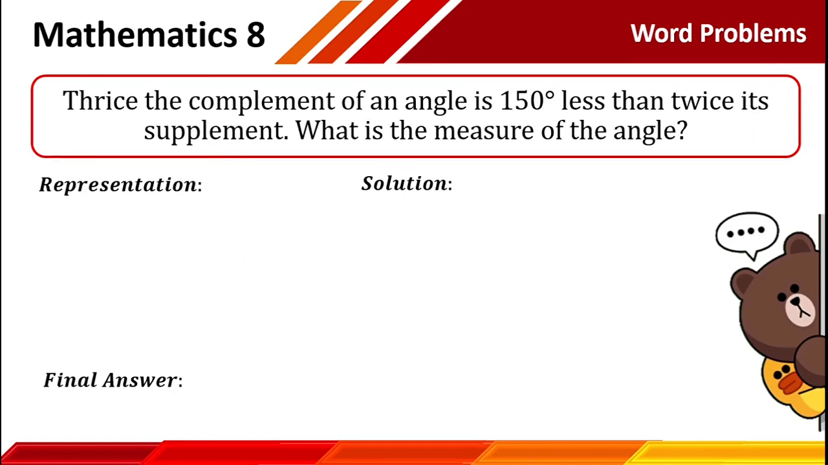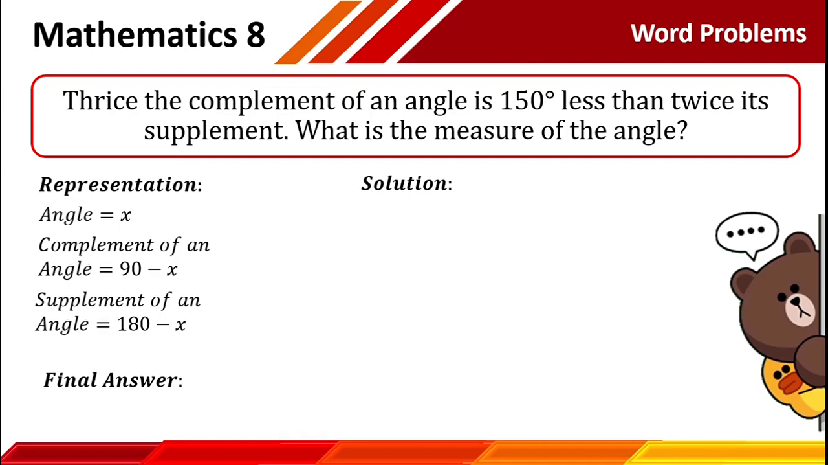Let's solve the last problem. Thrice the complement of an angle is 150 less than twice its supplement. What is the measure of the angle? So we can do the representation as follows. Angle as x, complement of the angle as 90 minus x, supplement of the angle as 180 minus x. In our solution, we can write this as 3 times the complement, which is 3 times 90 minus x, is equal to twice the supplement, which is 2 times 180 minus x, less 150.